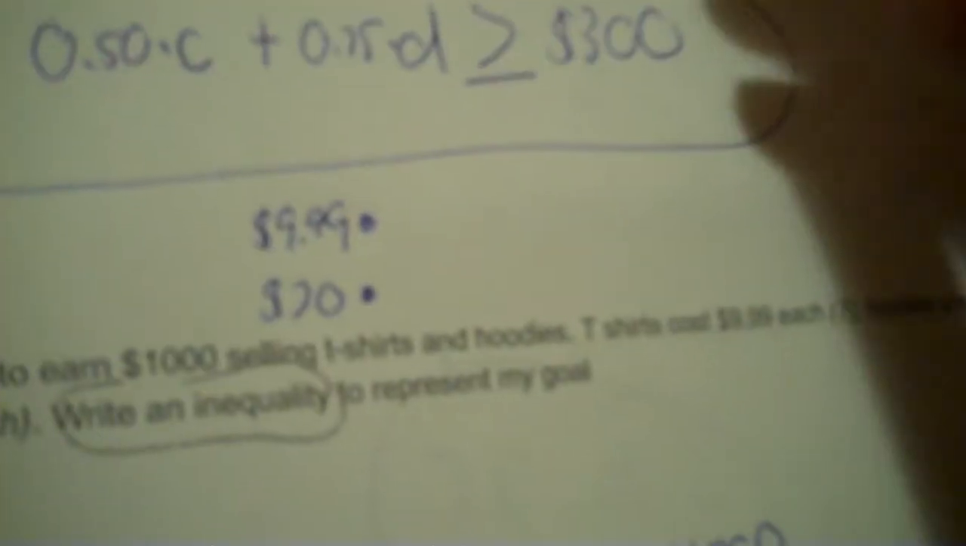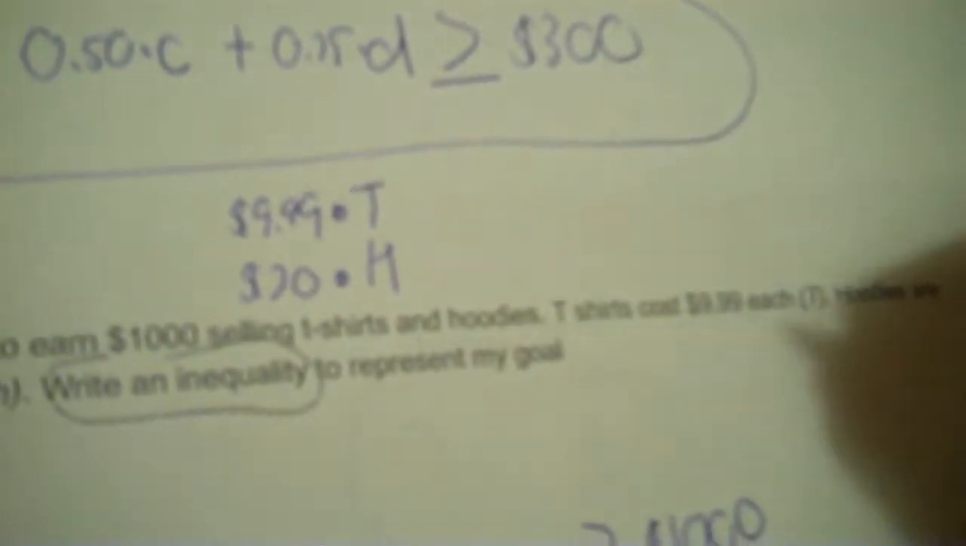Now obviously those have to come in multiples, because just adding those, that'd be $29.99, which is not going to meet my goal of 1,000. So times T and times H. So we have 9.99 times T plus 20 times H. Make sure that plus is there.